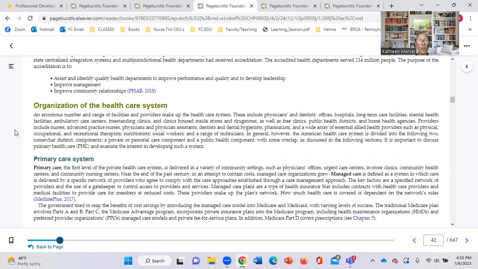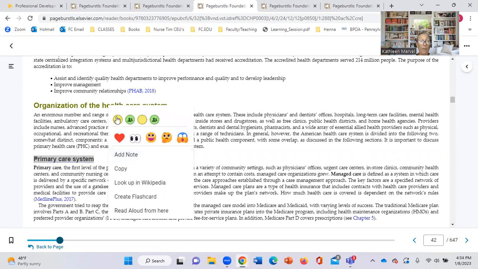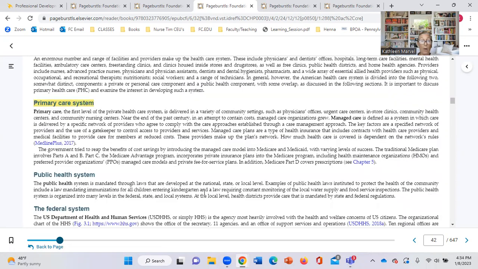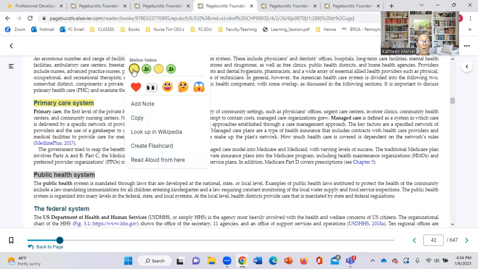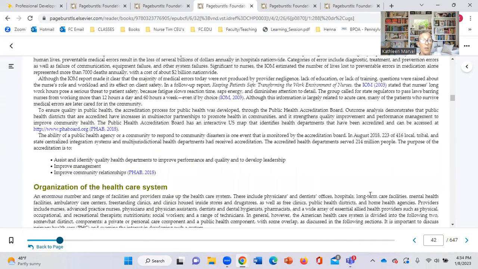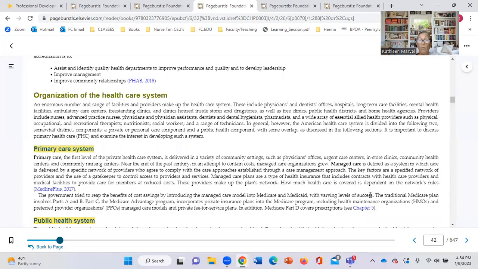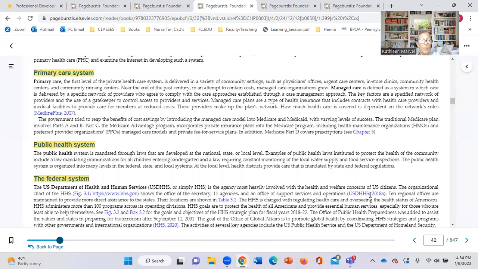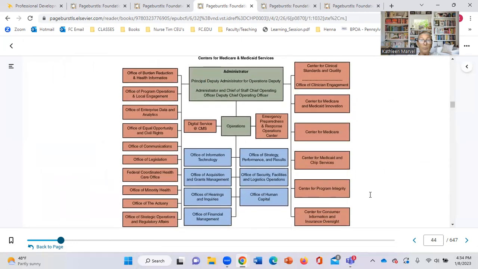What kind of systems do we have? We have a primary care system. Read through that. We have a public health system. And we have a federal system. So just be familiar with those three types of organizational groups that make up our healthcare system. Just know what each of those means. What is a primary care system? What is a public health system? What is a federal system?